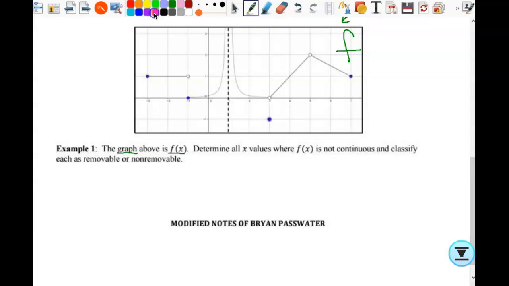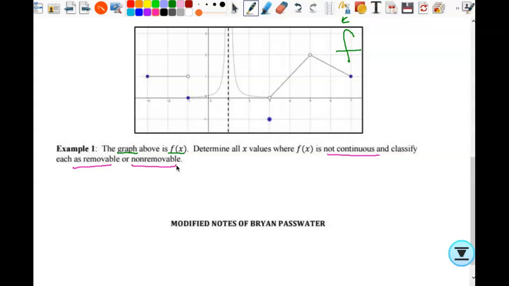All right, then we're going to determine all the x values where f of x is not continuous and classify each as removable or non-removable. So go ahead and think about those. You can talk at your table. I'm not going to make you get up yet.